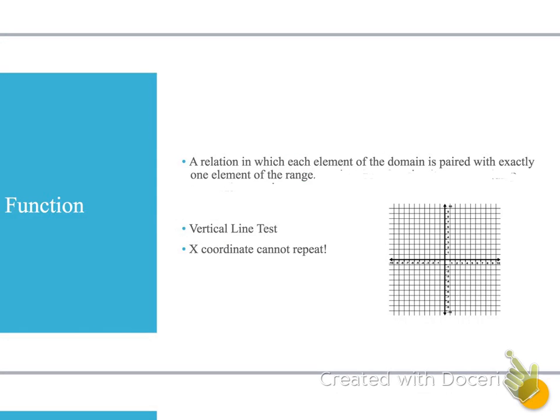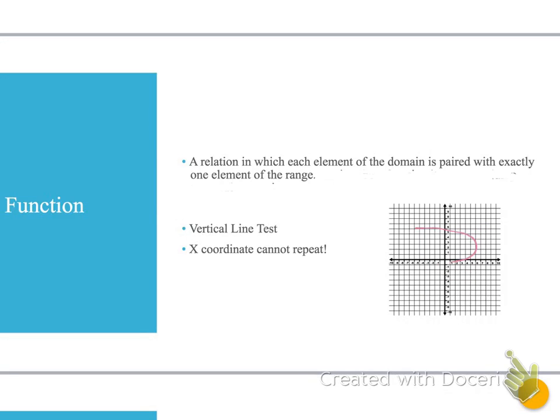Okay, for a relation to be a function, its domain can only be paired with one element of the range, so your x's cannot repeat. So we call this the vertical line test on a graph. Okay, so this would be a function. My x values never repeat. Okay, this would be a function. My x values never repeat.